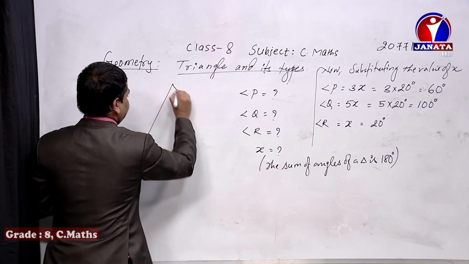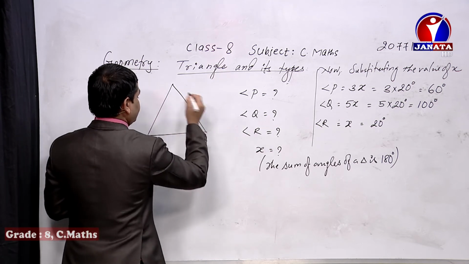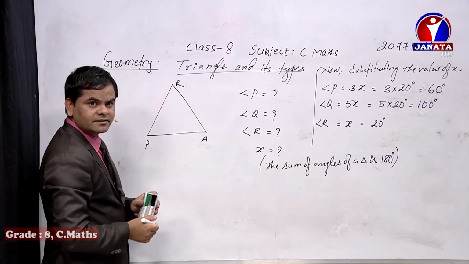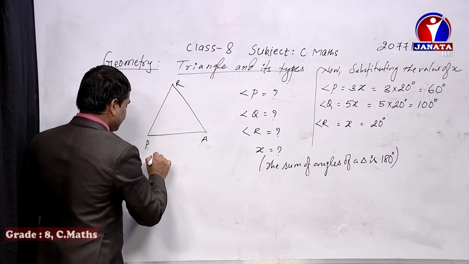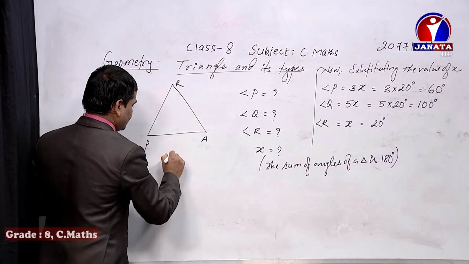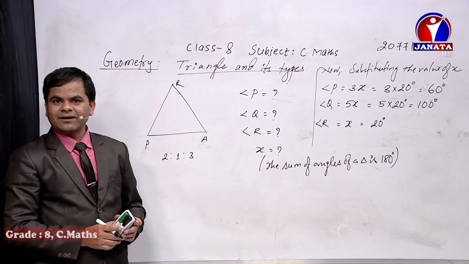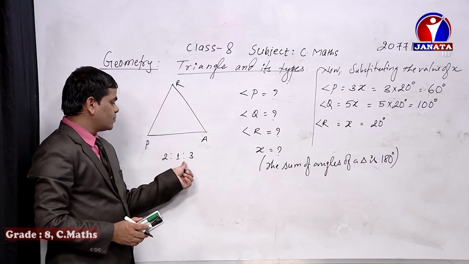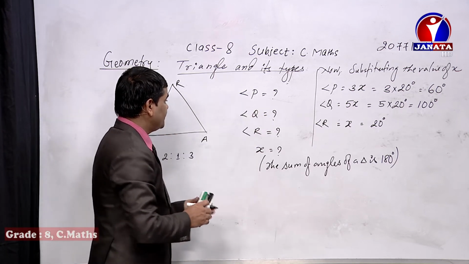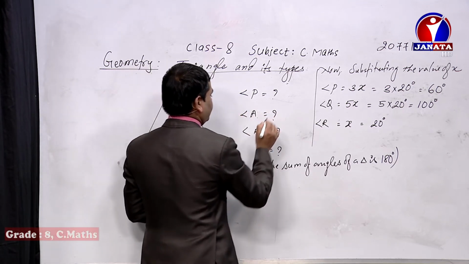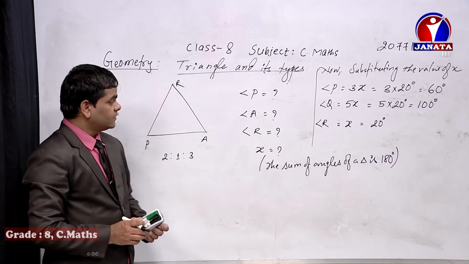Another triangle is given, dear student. The name of the triangle is PAR. Now the ratio of the angles is given as 2:1:3. The ratio of the angles of a triangle is given as 2:1:3. At that time, the question may ask you to find angle PAR, the measure of angle P, the measure of angle A, and similarly the measure of angle R.